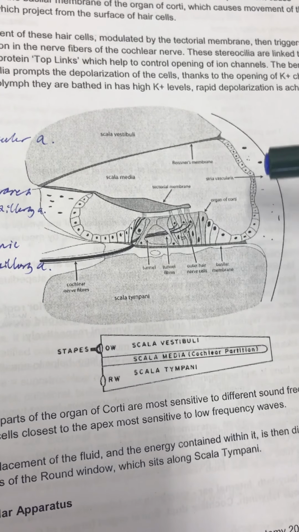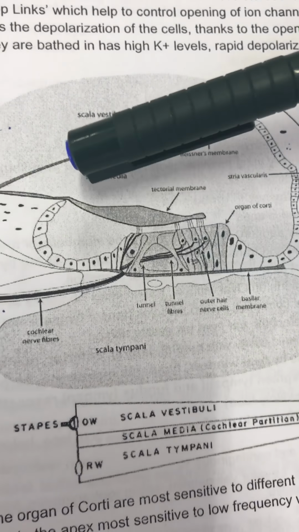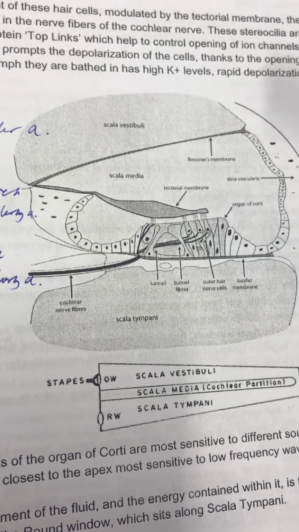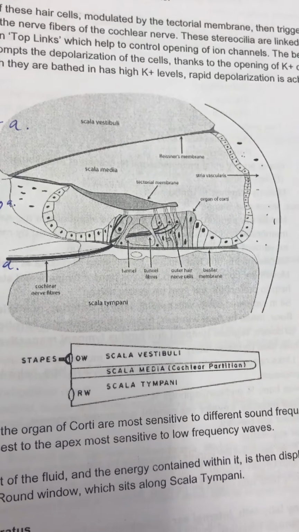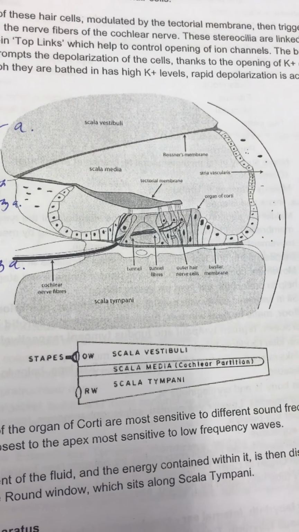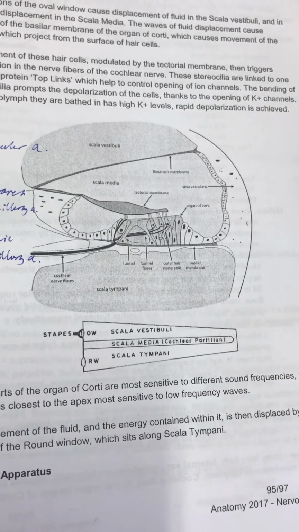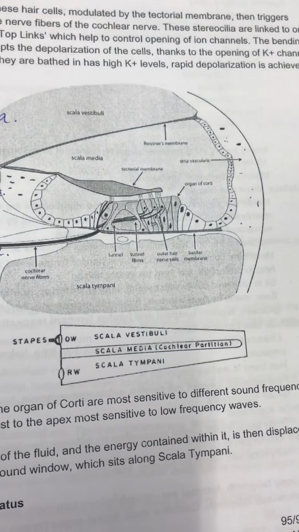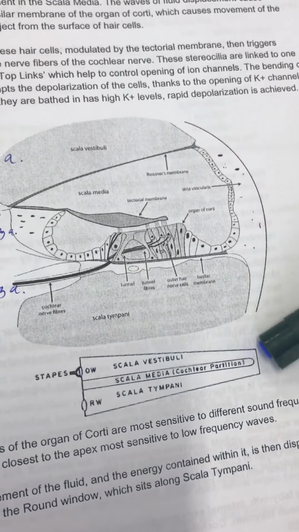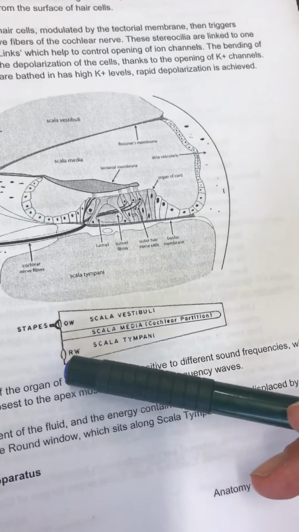Those oscillations in the basilar membrane cause movement of the cilia hair cells that are found in the organ of Corti, and that movement is mediated by the tectorial membrane, which sits on top of those hair cells. As those hair cells move, because of protein tip links that they're attached to, they cause depolarization of the cell as K plus channels, potassium channels, open up. That then causes an action potential to be stimulated via the cochlear nerve, which then goes to the inferior colliculus of the mesencephalon. Once that displacement has happened, that energy is allowed to be lost through the scala tympani as it comes out via the round window.